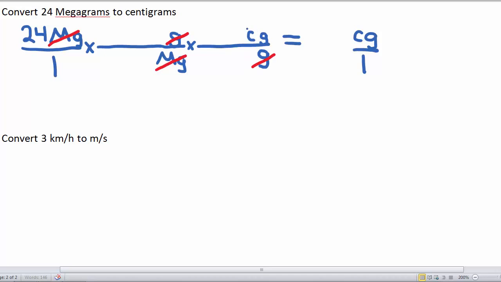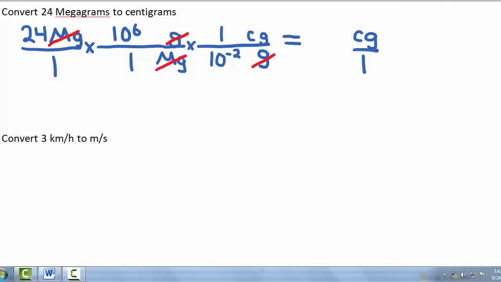Grams cancels with grams, and I'm left with centigrams over 1, which is what I want. So now we just have to fill in the number. Looking at my table back on that first page, I see that mega means 10 to the 6. So 1 megagram is 10 to the 6 grams. I also see that centi means 10 to the negative 2. So 1 centigram is 10 to the negative 2 grams.